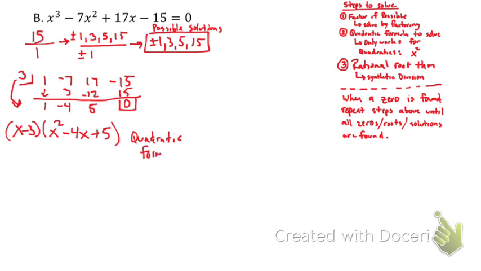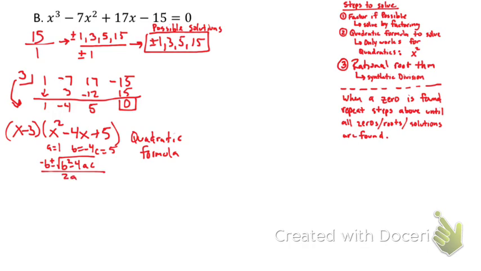Okay, so again, this is from IM2. We need our A value, our B value, and our C value, including the sign. So A is 1, B is negative 4, and C is 5. And we're plugging it into this formula. Let's see if you guys recall this. Negative B plus or minus the square root of B squared minus 4AC, all over 2A.